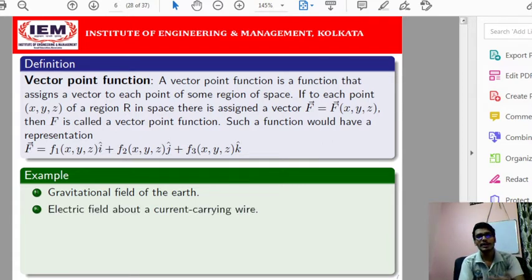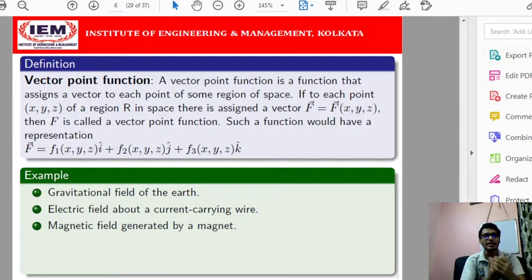Electric field about a current carrying wire. If I consider a wire, then at any point of that wire we can define a function that identifies the electric field at that particular point. So that is also a vector point function. Similarly, we know that the magnetic field is also a vector valued quantity. If I consider a magnet, at each and every point of that magnet I can identify the magnetic value by defining some function. If I put the coordinates of that point in that function, then I can identify the magnetic field at that point of that particular magnet. So these are all examples.